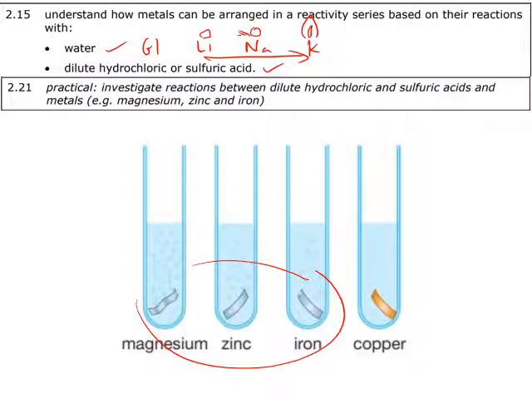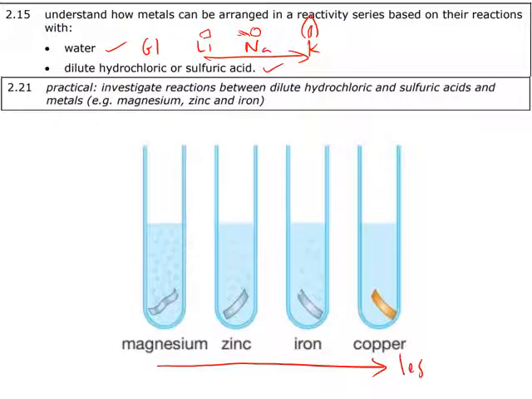With dilute hydrochloric acid or sulfuric acid, however, it's too reactive to use on group 1 metals, but we can use it on these metals down here, magnesium, zinc, and iron. Now you can just look at the bubbles and see which one releases most bubbles or which one effervesces more. You can see that it gets less reactive as you go down here.